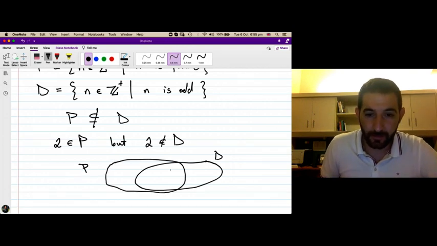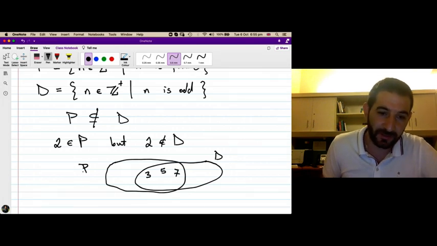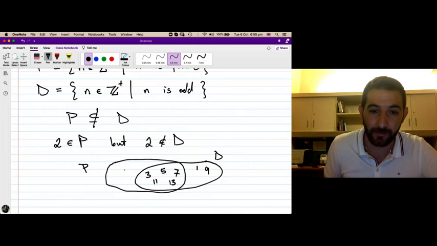Okay, now, for example, P contains 3 because 3 is prime, but D also contains 3 because 3 is odd. They both contain 5, and both contain 7 because 7 is prime and odd. They contain 11, 13. Okay, now the number 1 is here and the number 9 is here because 1 is odd but not prime, and 9 is odd but not prime.